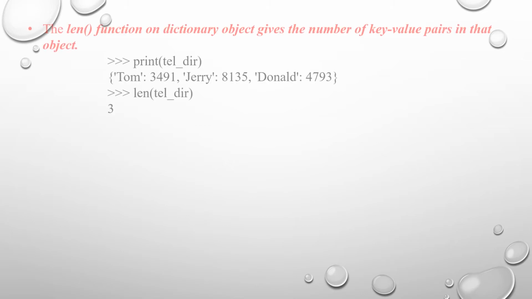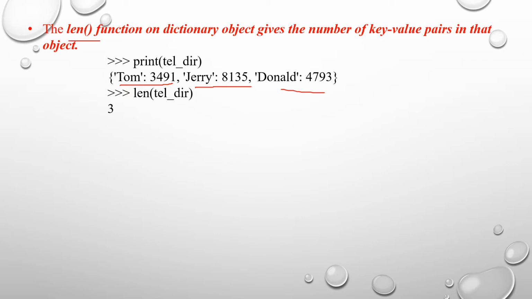Now we will see some operators and functions in Python, functions in dictionaries. The len function on a dictionary object gives the number of key-value pairs in that object. For example, if you print tel_dir, the Python interpreter will print the set of items: Tom and value, Jerry and value, and Donald and value. If you want to count the number of items, we can use the function len.